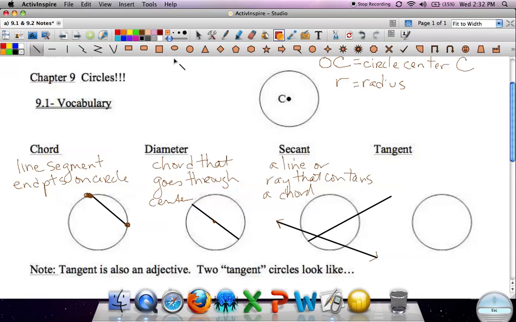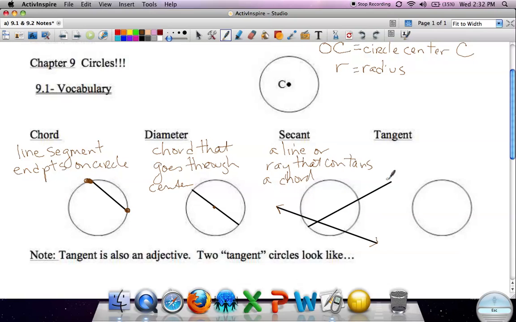So if I started here and I made the arrow here, this would be a ray because it starts at one point and goes infinitely in the other direction. This would be a ray, but that contains a chord. It would also be a secant. Both of these are just called secants.